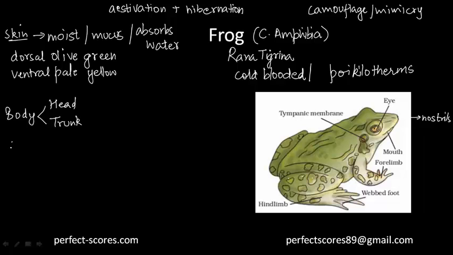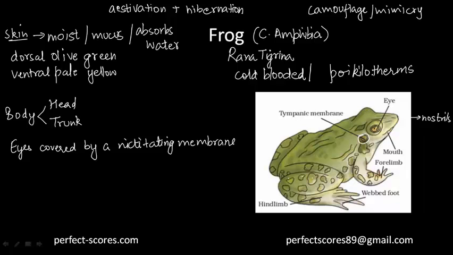So let me just write it here. Eyes covered by, we can also call it the third eyelid, a nictitating membrane. And that protects the eyes when the frog is in the water. Now on either side of the eyes there is a membranous tympanum, which is this tympanic membrane that you can see over here. It acts like the ear of the frog and it receives sound signals.